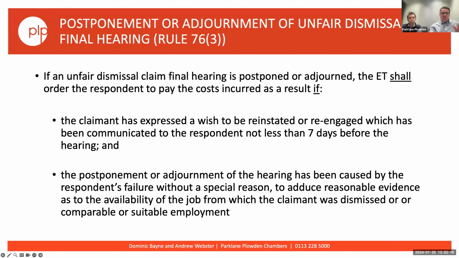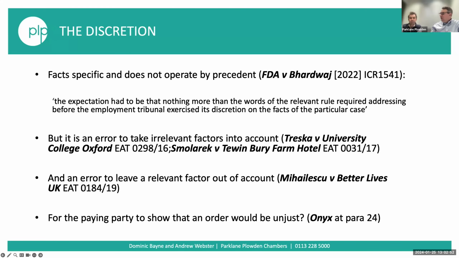And then there's a very specific provision which you may be familiar with already in respect of an adjournment of an unfair dismissal final hearing, Rule 76(3), in circumstances in which the claimant has expressed a wish to be reinstated or re-engaged, the respondent's been told about it not less than 7 days before the hearing, and despite that fact, the hearing gets postponed or adjourned because the respondent hasn't dealt with it properly. In those circumstances, the employment tribunal will make an order for costs. I can't say I've experienced that particular provision being applied for what it's worth. And on that note, I'll hand back to Dominic.